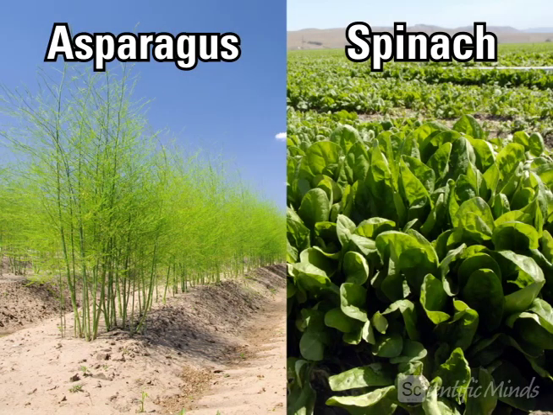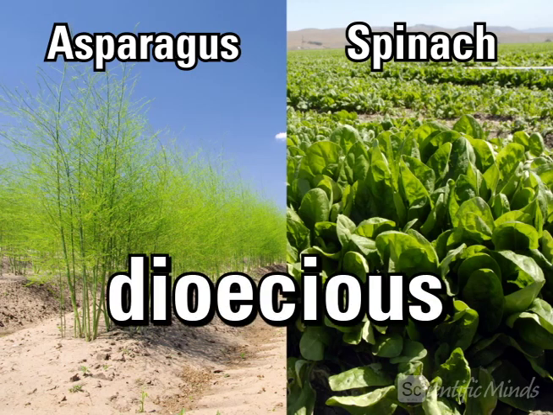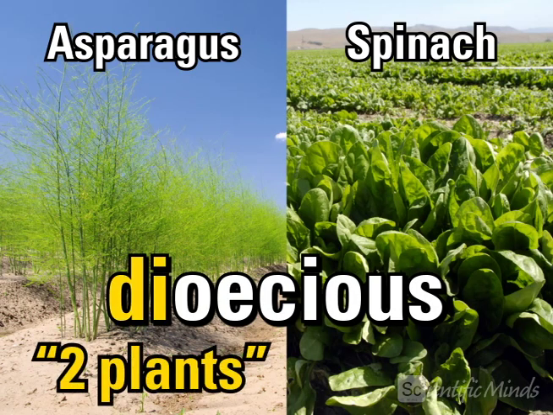Asparagus and spinach also have imperfect flowers, but the male flowers appear on one plant and female flowers appear on a second plant. These are dioecious. Male flowers and female flowers appear on 2 different plants. Dioecious plants have to be planted with alternating sexes close to each other because the female plant relies on the male plant for pollination.